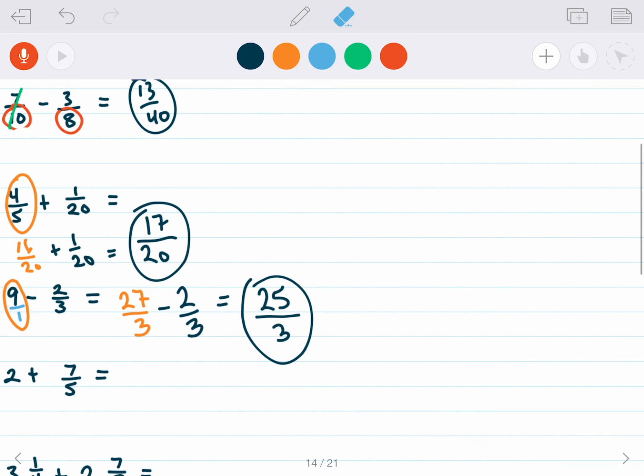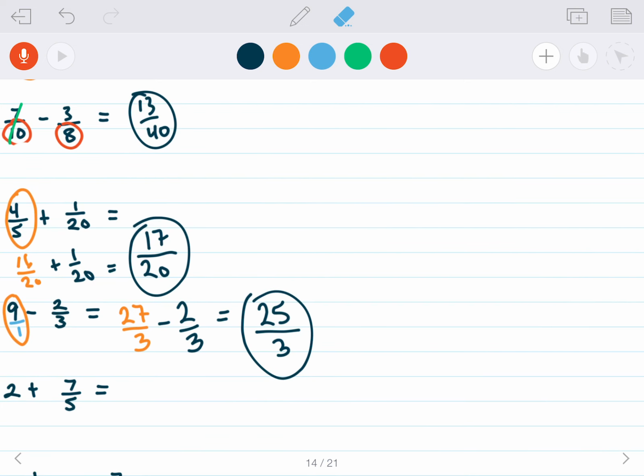All right, let's look at the next one. We have 2 plus 7 fifths. All right, what are we going to do? Well, the first thing we can do is put this 2 over a 1, right?